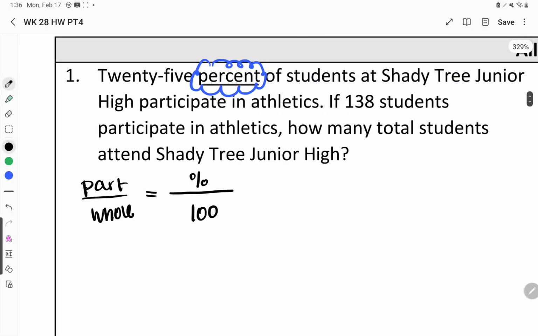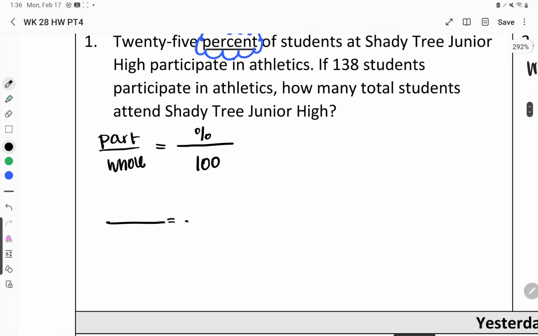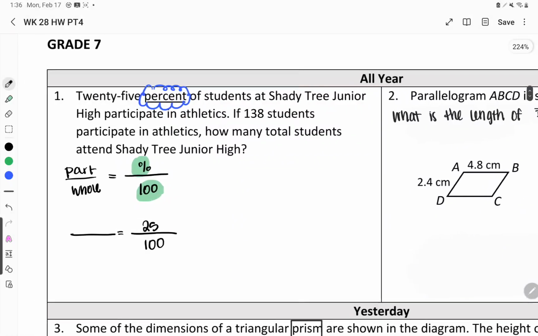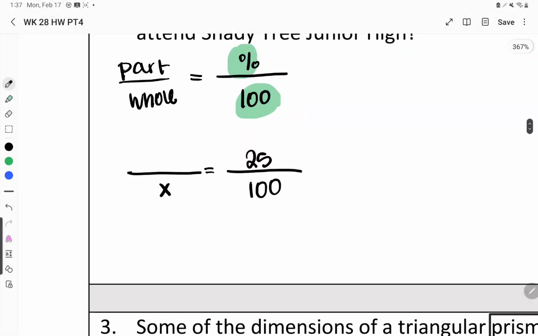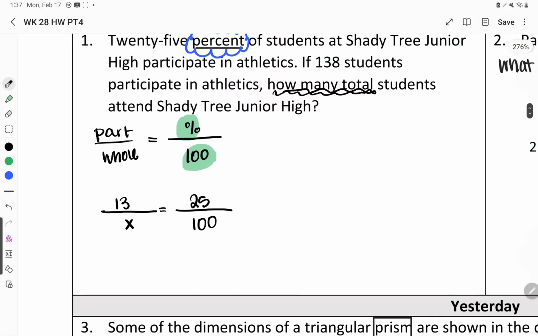Now I just need to take a look at my numbers. It says 25%. So that's going to go in my percent spot. I know that the number below that is always going to be 100. Then I just have to figure out what it's asking for. It says, if 138 students participate in athletics, how many total students attend Shady Tree Junior High? So what are we looking for? Are we looking for a part or a whole? I'm looking for a whole. So I'm going to put X here, which means that 138 goes here.